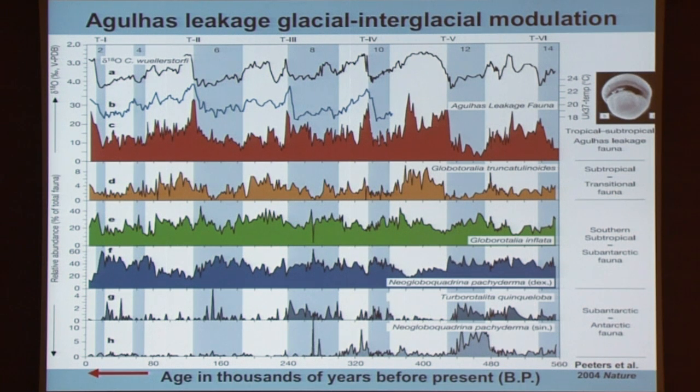Usually this fauna of foraminifera, and that's just an example, an SEM picture of it, is confined to the Indian Ocean side, but there is a large variability through time, and especially during the glacial period, there is a collapse of this leakage fauna, which indicates to us that the leakage of the Agulhas was much lower during the glacial periods, and as I showed you, there were even some periods when basically it was more or less shut down.